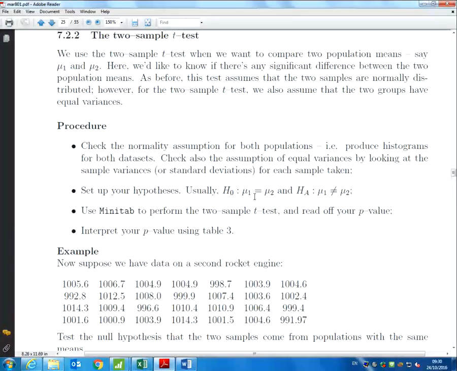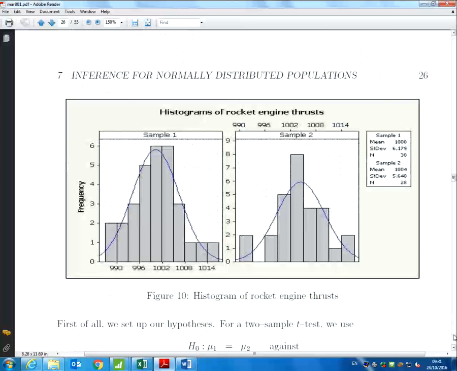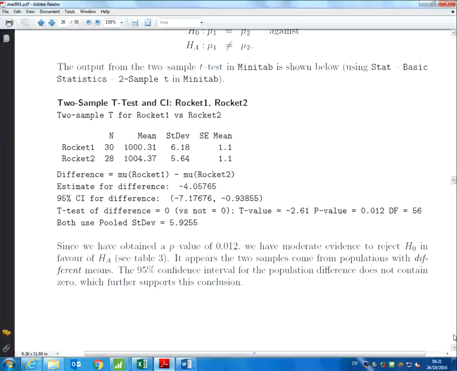Okay, if you've got two groups and you want to compare them, the null for a two-sample T would be the true means are equal. Alternative, they're not equal. So, this example was a comparison of the rocket engine thrusts, okay, because now there were two different engines. So, you produce histograms to assess the normality of the data.